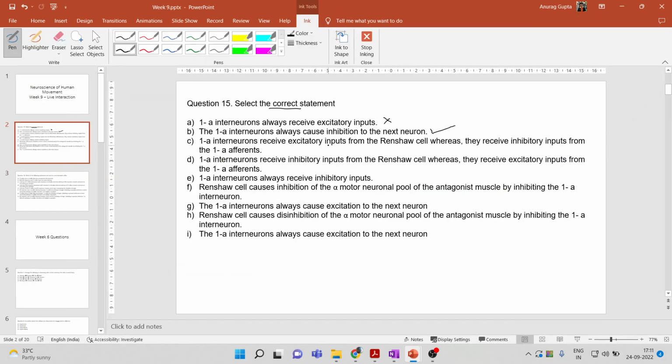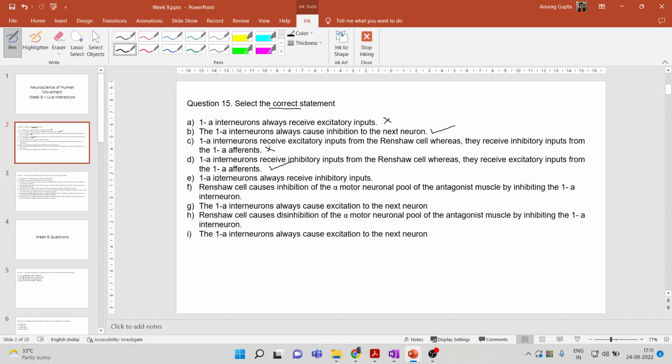The 1A interneuron receives excitatory inputs from the Renshaw cell, whereas they receive inhibitory inputs from the 1A afferents. So this is wrong. We just saw why this is the case. The 1A afferents actually give excitatory inputs, and the Renshaw cell gives inhibitory inputs. So it's the opposite that is given here. And the 1A interneurons receive inhibitory inputs from the Renshaw cells. This is correct. Whereas they receive excitatory inputs from the 1A afferents. Yes, this is true.